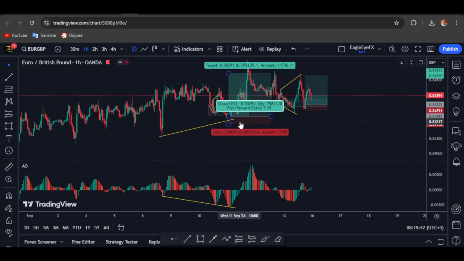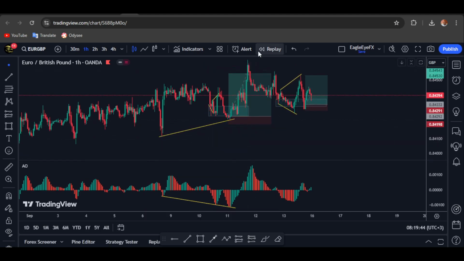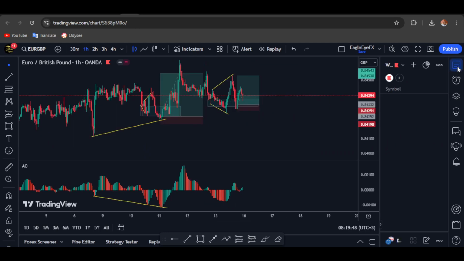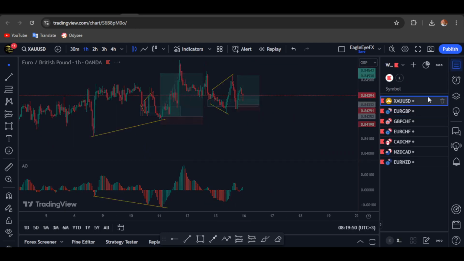But you can see here that's a clear hidden divergence telling us that the market is going to continue on the uptrend, and you can see that it just played out like that. And maybe finally, let's look at gold.